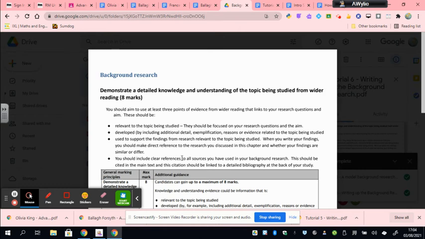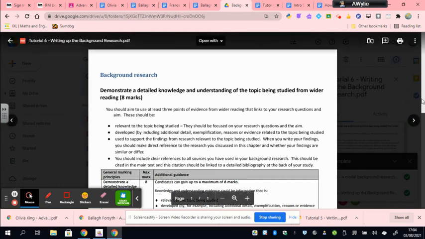You should include very clear reference to all the sources that you use, and I'll show you how to do that. I've already explored that in the introduction, but I will remind you of the approach you should take. This should be cited in the main text, and this citation should be linked to a detailed bibliography at the back of your study, as well as obviously being in the footnote at the bottom of a page.